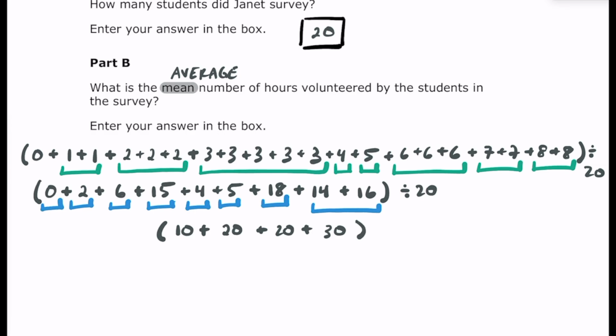Then let's go ahead and add all these up and divide by 20. This is actually quite nice if you really think about it. 10 plus 20 is 30. Plus 20 is going to be 50. 50 plus 30 is going to be 80.